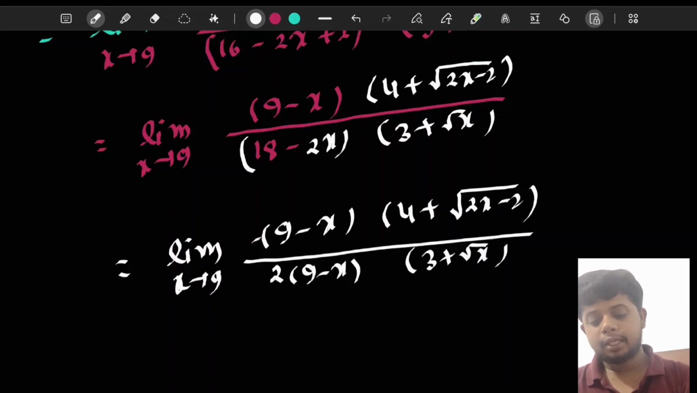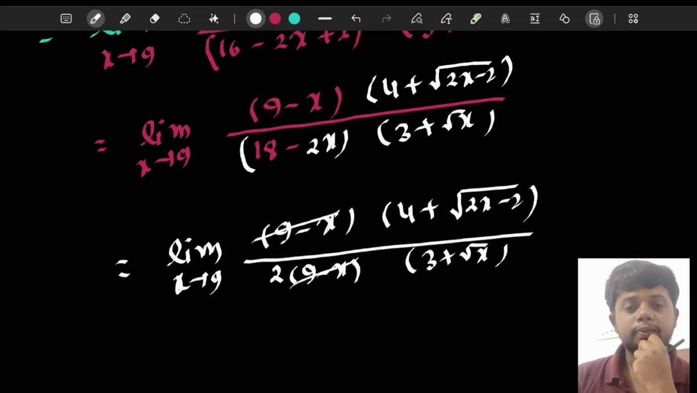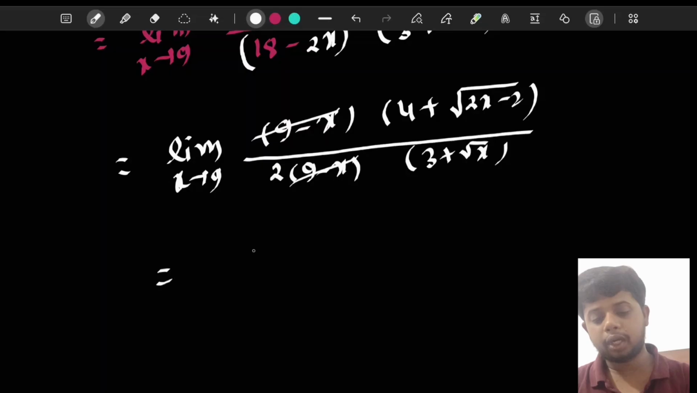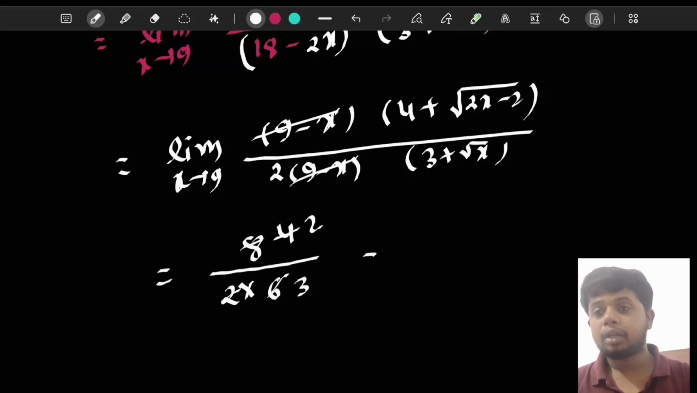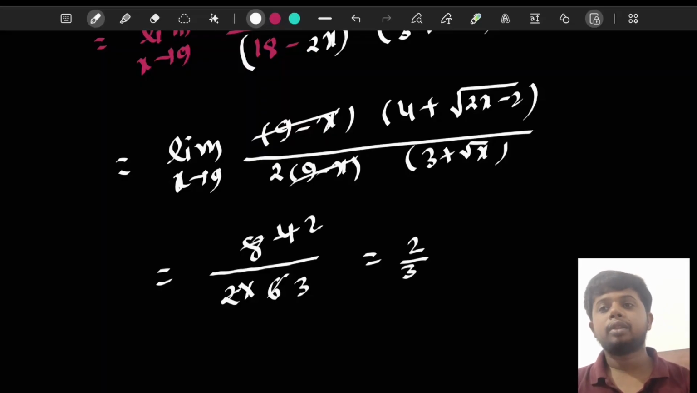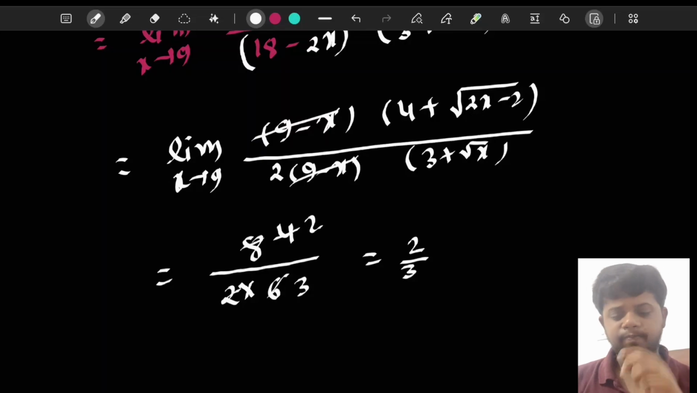Now see one thing, this 9 minus x and 9 minus x cancel each other. The 0 by 0 form is gone. Now put x equal to 9. Here I am getting 18 minus 2 is 16, root is 4, 4 plus 4 is 8, so 0 by 0 is not coming. So here I am getting 8 by 2 into 6. So 4 ja, 2 ja, and 3 ja. The answer I am getting is 2 by 3. Okay, 2 by 3. You'll say yes.